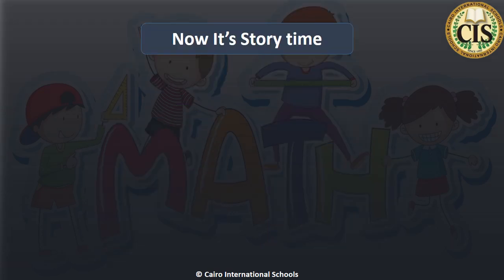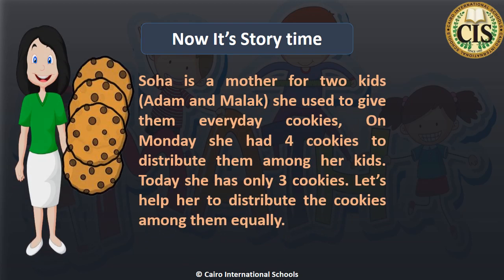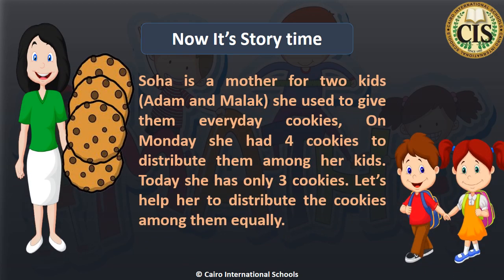Now it's story time. Soha is a mother of two kids, Adam and Malak. She used to give them cookies every day. On Monday, she had 4 cookies to distribute among her kids. Today, she has only 3 cookies. Let's help her to distribute the cookies among them equally.